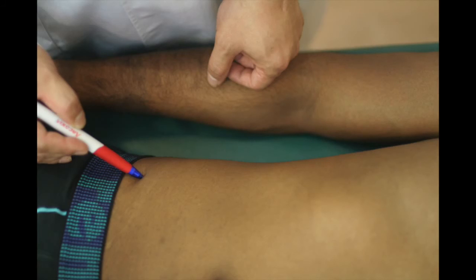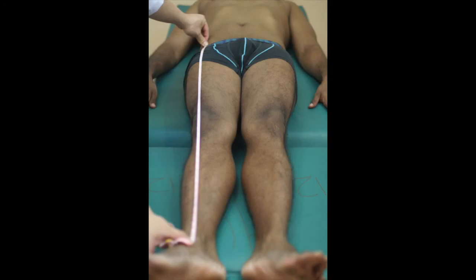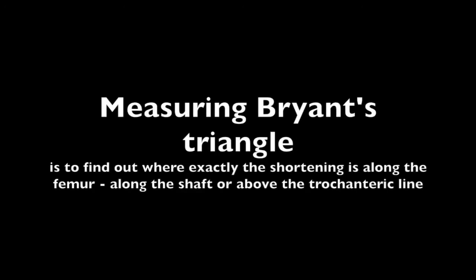Then, identify the ASIS and the medial malleolus and measure the distance between these 2 points for both limbs to obtain the true limb length for each limb. To measure the true limb length for the femur, measure from ASIS to the medial joint line of the knee. To measure the true limb length for the tibia, measure from the medial joint line of the knee to the medial malleolus.